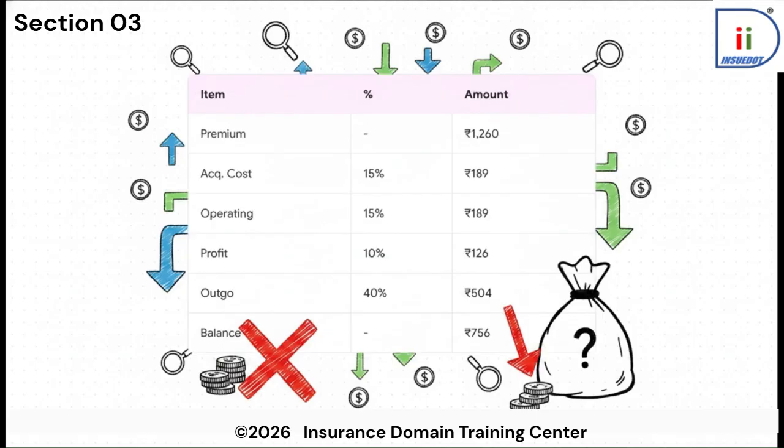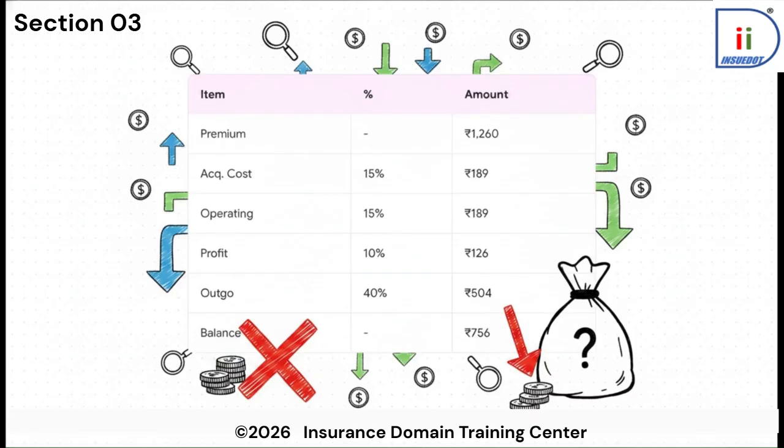Remember, our expenses are a percentage of that final number. So we pay out 15% of 1260 for acquisition, that's 189 rupees. Another 15% for operating is another 189 rupees. And our 10% profit cut, that's 126 rupees. Add those up, and our total outgo for expenses is 504 rupees.